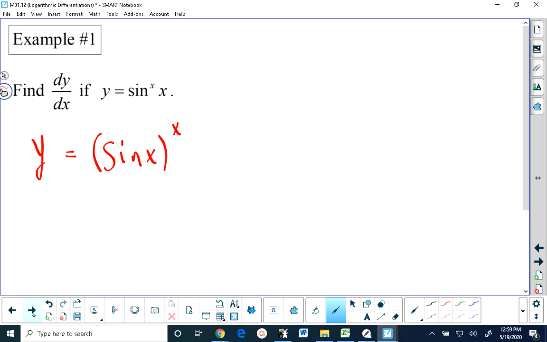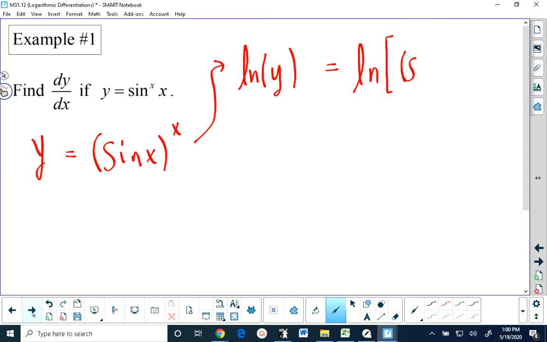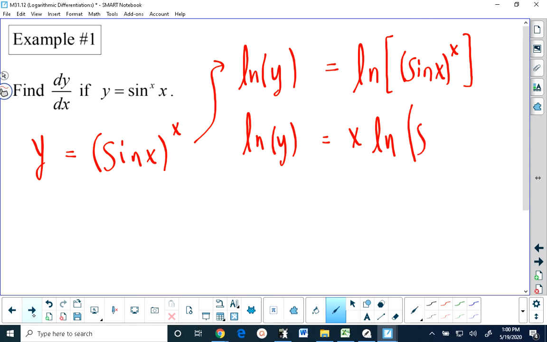So how is logarithmic differentiation going to deal with this? The first step is to take the natural logarithm of both sides. We have the ln of y equals the ln of sine of x raised to the x. I can rewrite this now as the natural logarithm of y equals x times the natural logarithm of the sine of x, because the logarithm of a power is equal to the exponent times the logarithm of the base. I'm allowed to move that exponent down in front.